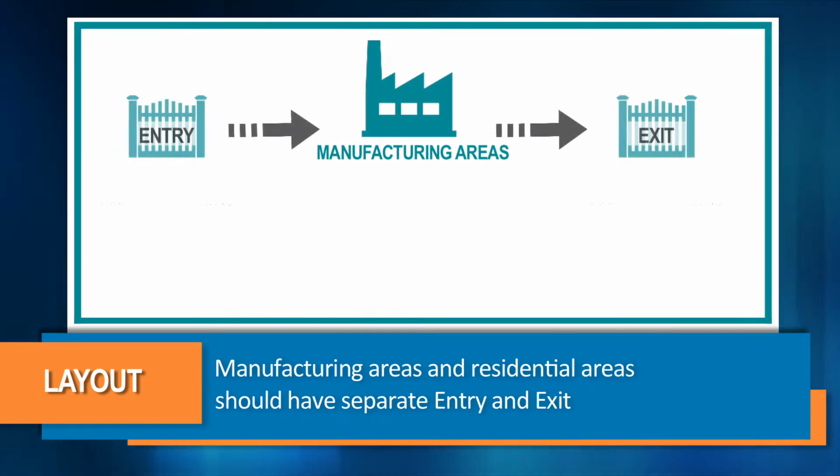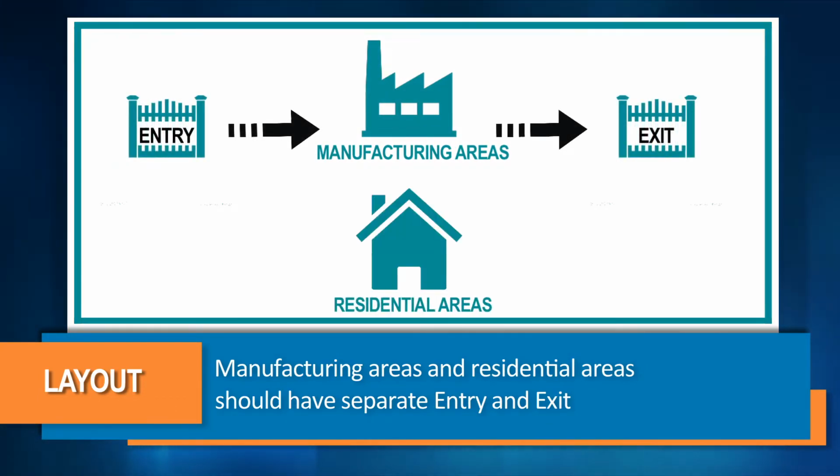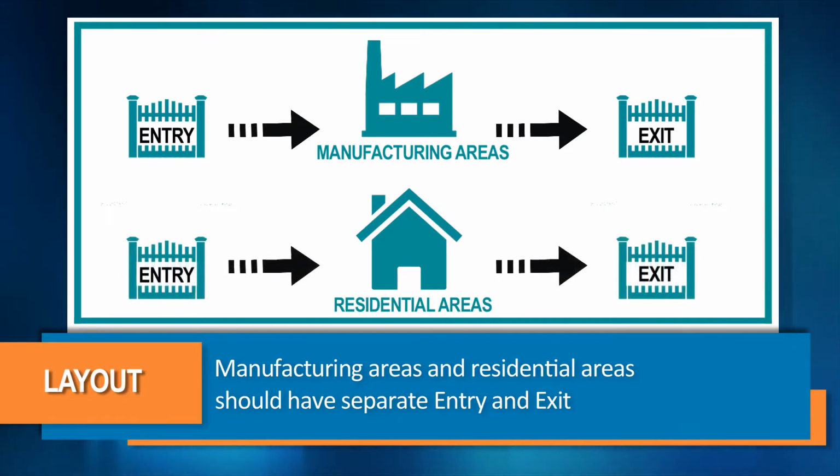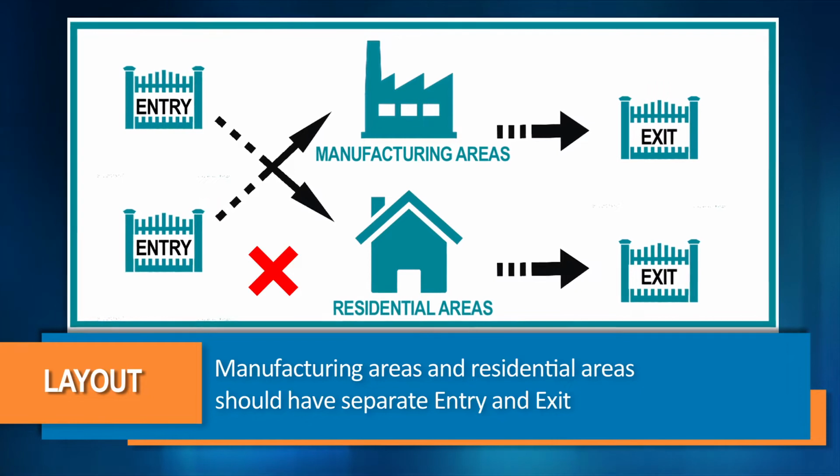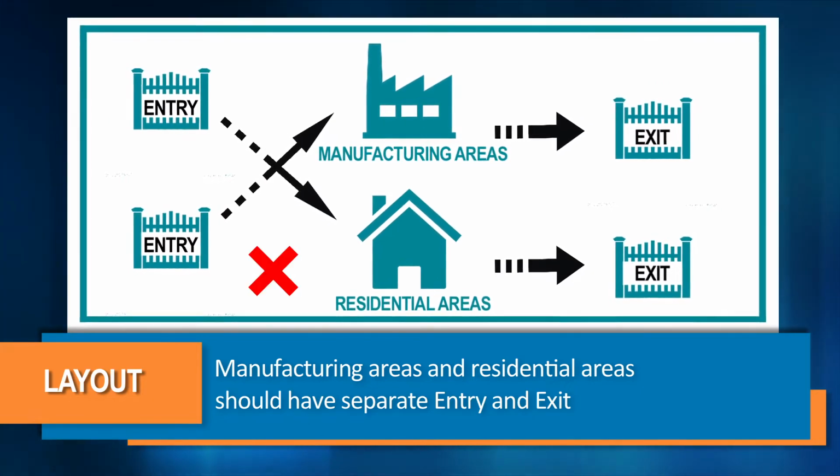Also, the entry and exit to the manufacturing and residential area, if any within the premises, shall be completely separate and should not cross paths, as it may lead to cross-contamination.